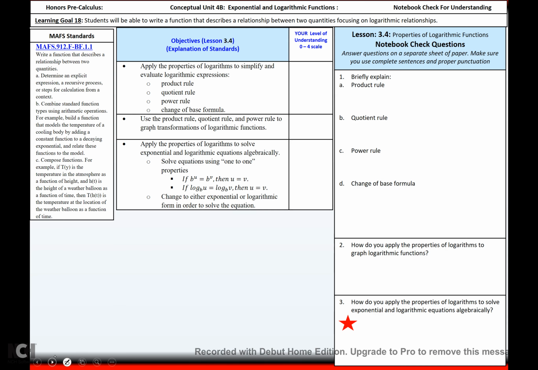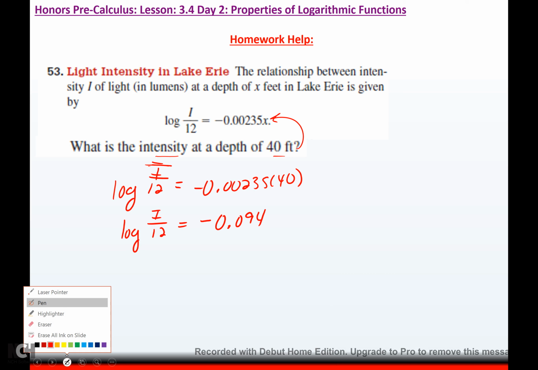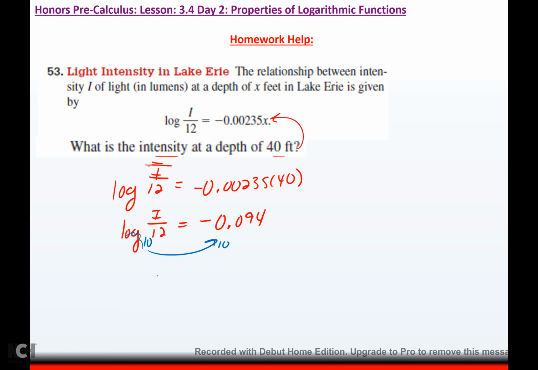Now, what I'm trying to do is to get I alone. To get rid of a log, you roll it away, but the base has to move over. So I roll the log over, the base moves over, and I have I over 12 equals 10 caret to the negative 0.094. So if I type in 10 caret negative 0.094, I get 0.80537844412. Again, you don't have to write it all.